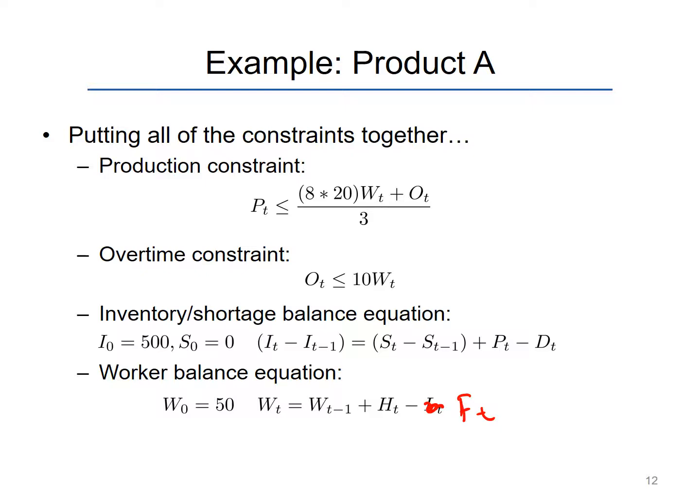We're actually missing one constraint, and that's just the non-negative constraint, which says that all variables have to be non-negative. Okay, so we can't have negative number of workers, we can't have negative overtime hours, etc. So we have to enforce that all variables are non-negative.